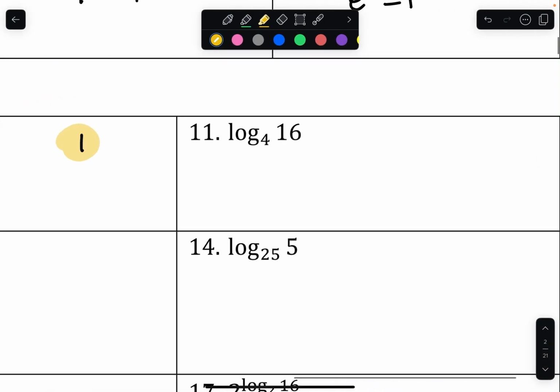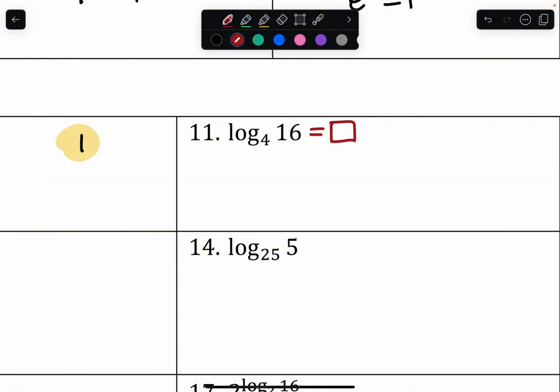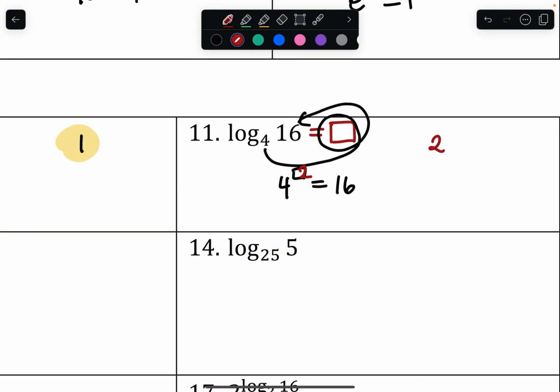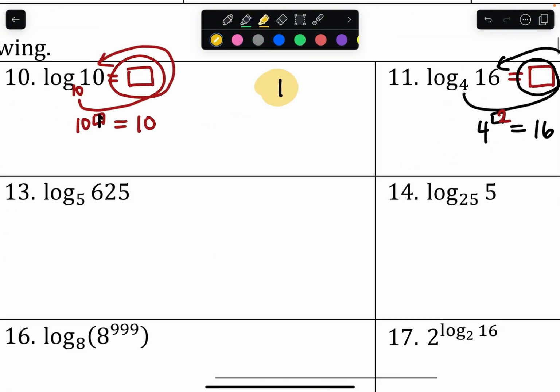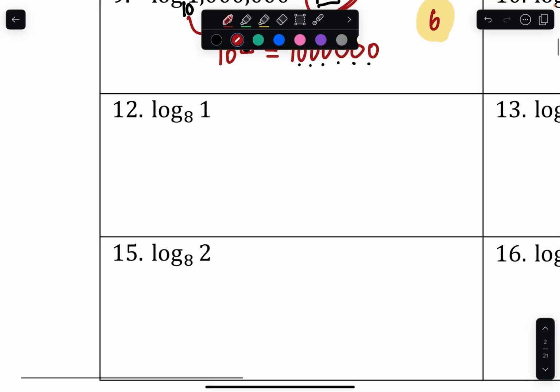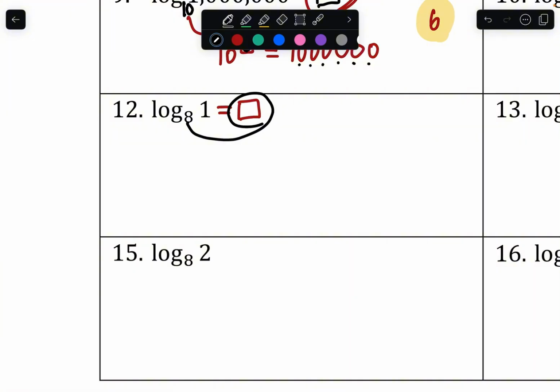Okay, for this next one, we're trying to figure out log base 4 of 16. If I convert to exponential, 4 to what power equals 16? Of course we know that is 2, so our answer would be 2. Here we're trying to figure out log base 8 of 1. So 8 to some power equals 1, and we know that power has to be 0. So your answer for this problem is 0.